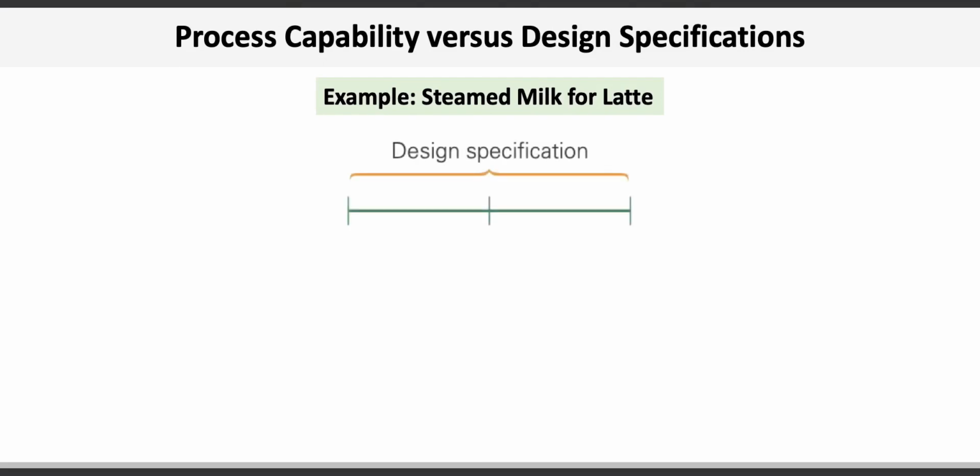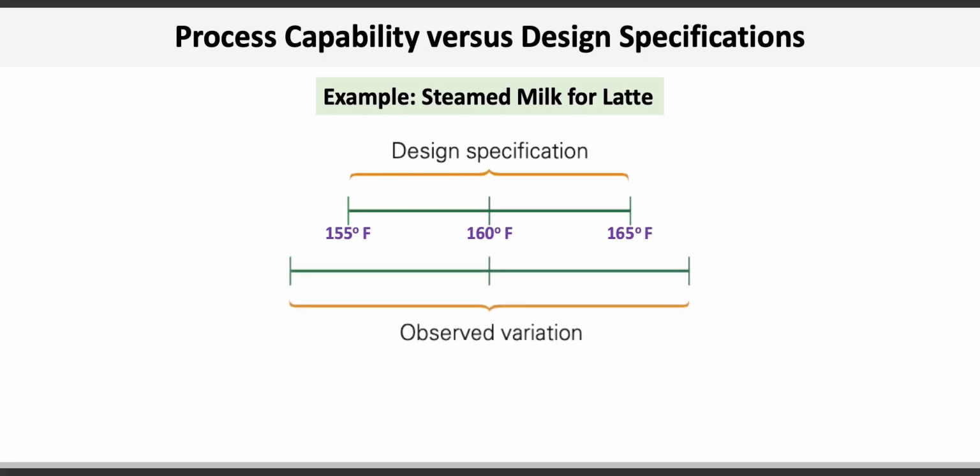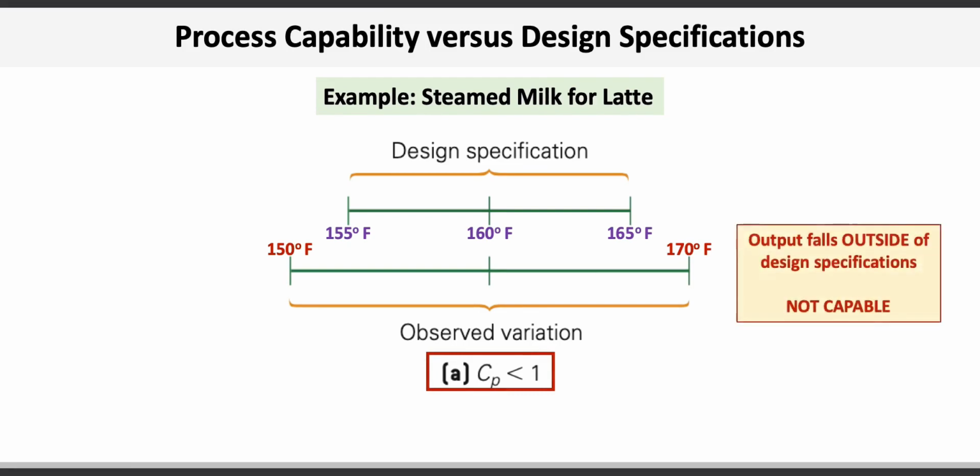Let's look at an example of process capability. Let's say we want to develop a capable process for steaming milk consistently for the perfect latte at Starbucks. Now let's say we have an automatic steaming machine that's designed to steam milk to between 155 and 165 degrees Fahrenheit with an average temperature of 160 degrees. Now let's say that after gathering the data, our process is actually steaming milk to between 150 and 170 degrees, still with an average of 160. In this case, the Cp would be less than 1 because the output falls out of the design specifications and the process is not capable. This process or machine is steaming milk that's either too cool or too hot versus the design specifications.